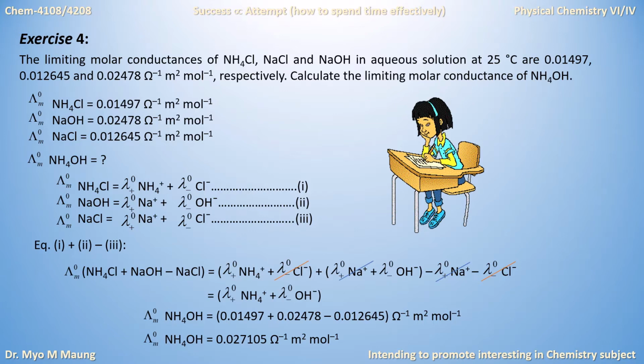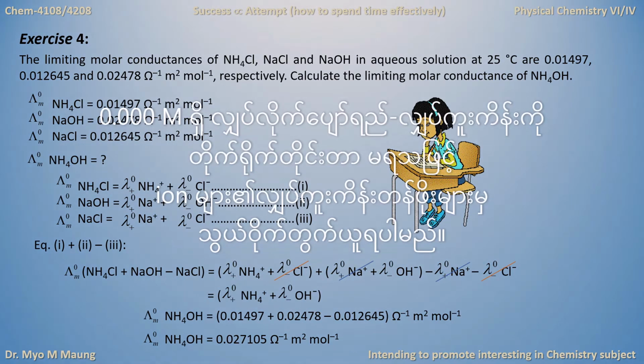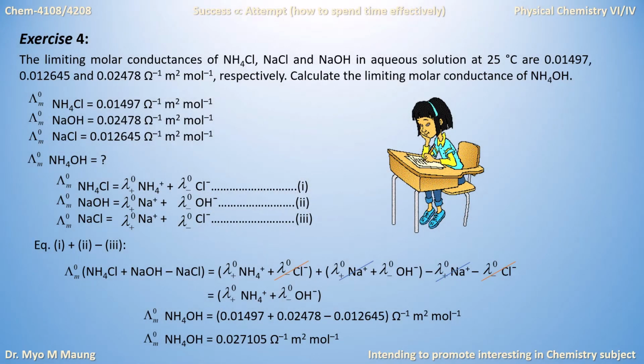In the problem, the values of lambda molar infinite of NH4Cl, NaOH and NaCl are given respectively. In finding the value of lambda molar infinite of NH4OH, as described in the previous slide, this must be calculated indirectly. How do you calculate the value of lambda molar infinite of NH4OH? You must rewrite as described in equations 1, 2, and 3.